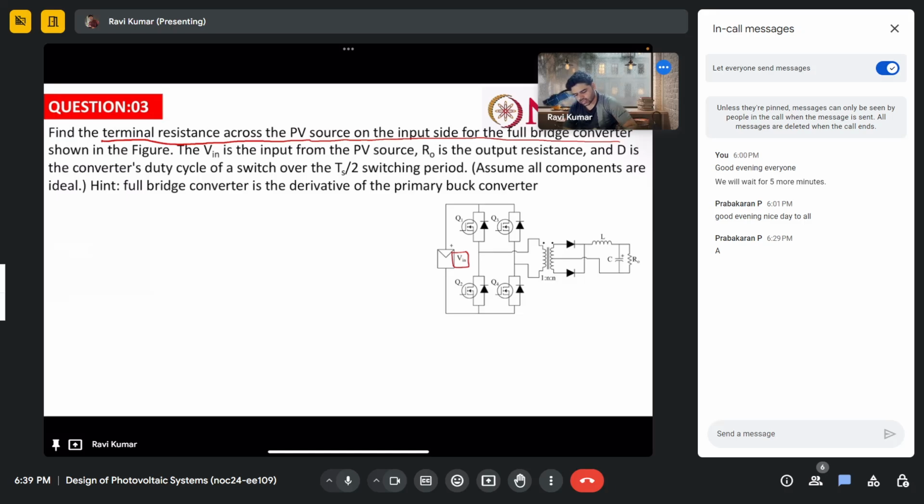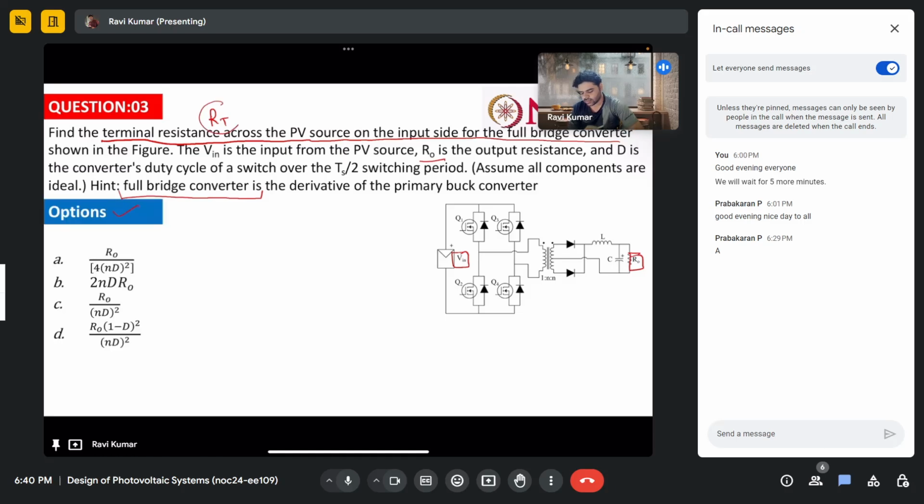So it is just asking to calculate RT. What are given? Vn, R0 is the output. D is the converter's duty cycle, and this is the time period. The converter is a full bridge converter, which is being used in this circuit. You need to calculate this RT in terms of this R0. These are the options here.